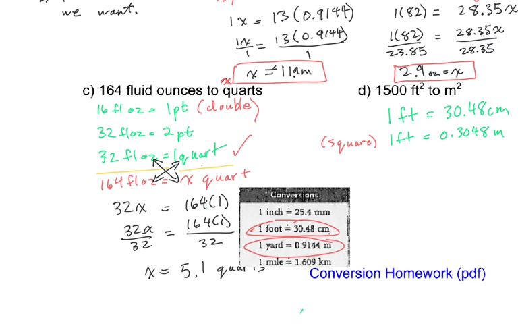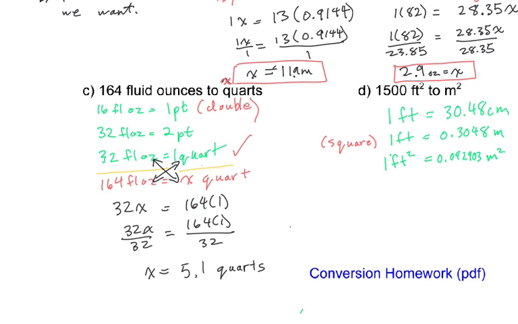So what we end up having is 1 times 1, which is 1 foot squared. Now we calculate 0.3048 times 0.3048 to get the value in meters squared, which turns out to be 0.092903 meters squared. Now that we've got what we want, I'm just going to delete this entire chart.